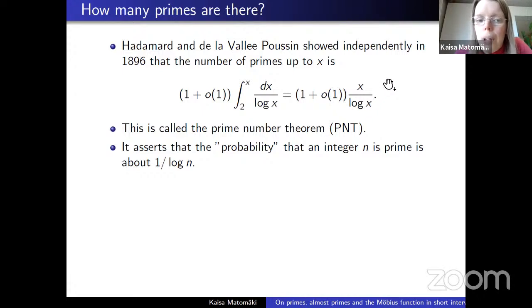So the density of the primes is about 1 over log x, or you could say informally that the probability that a given integer n is prime is about 1 over log n, because the number of primes up to x is about x over log x.